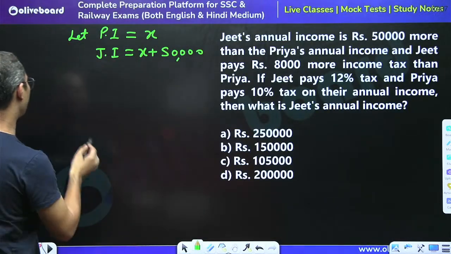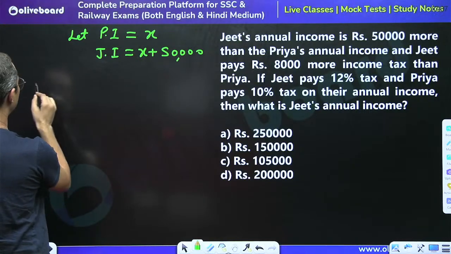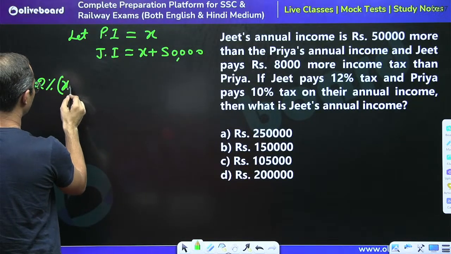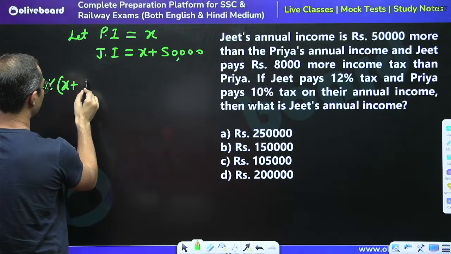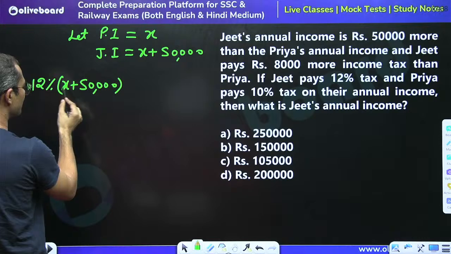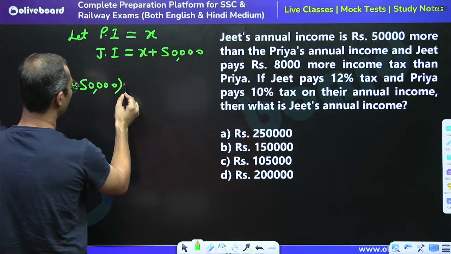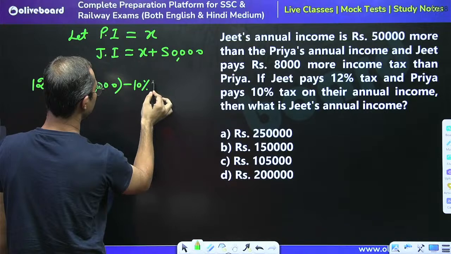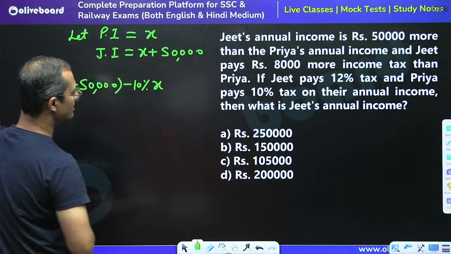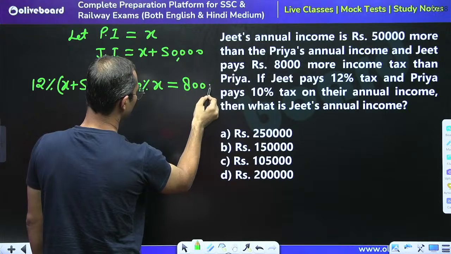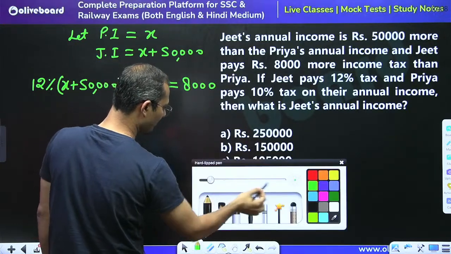See, what is the income tax paid by Jeet? That is 12% of his income, right? What is the income of Jeet? X plus 50,000. So Jeet pays 12% of his income, whereas Priya pays 10% income tax on rupees X, right? Is this clear? And the difference is equal to 8,000, right? So you can solve this.